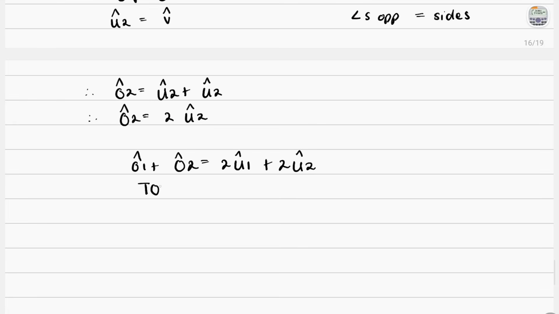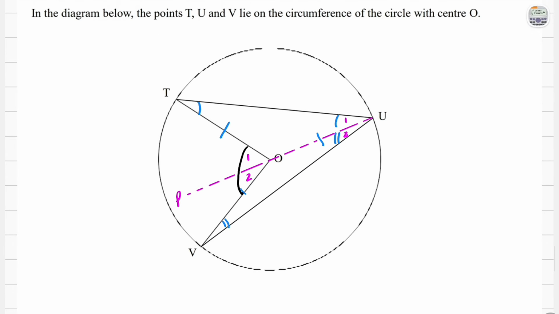So this is actually angle TOV. And this is equal to 2. Do you see how 2 is common in these? So we can take 2 out as a common factor. And what are we left with? Angle U1 plus angle U2. And the reason we're taking that out is because we can actually add these together. When we add them, look at what they give us.